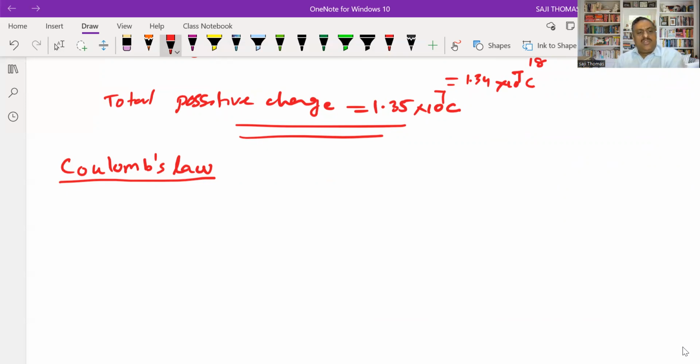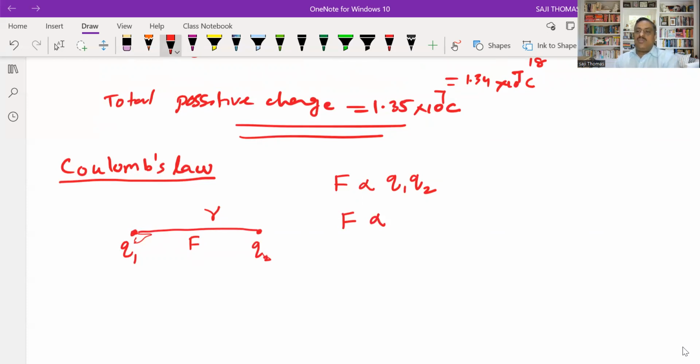Now consider 2 point charges. Name them Q1 and Q2. They are separated by a distance R. F is the force between them. Then this F is proportional to the product of the magnitude of the charges. This force is inversely proportional to the square of the distance between the two charges.